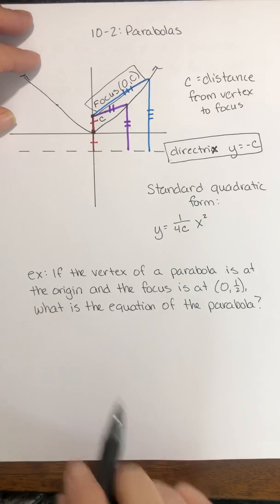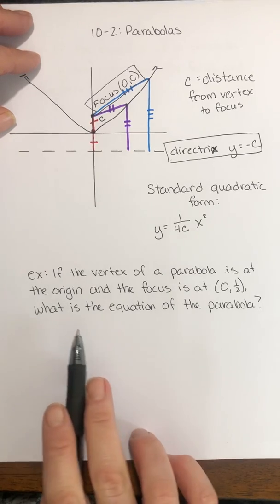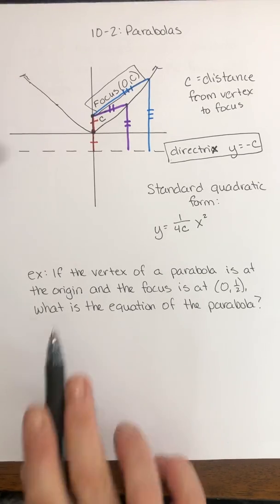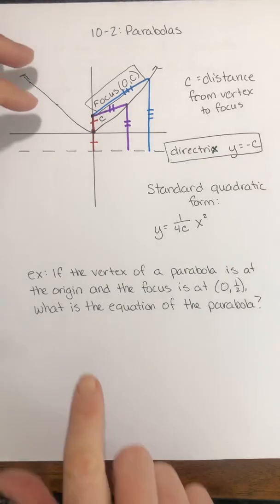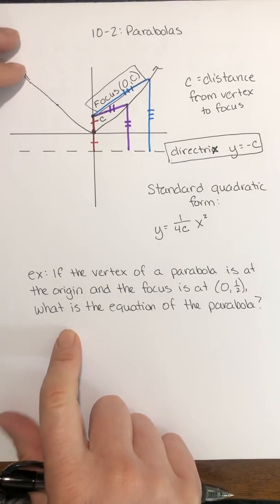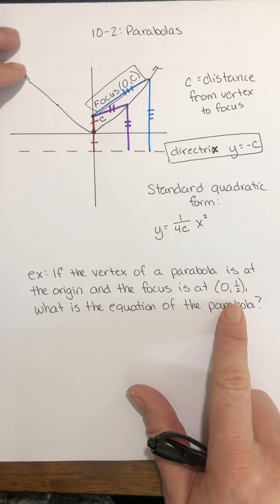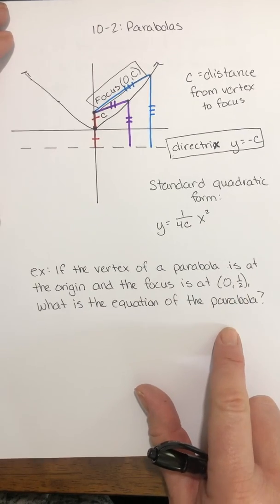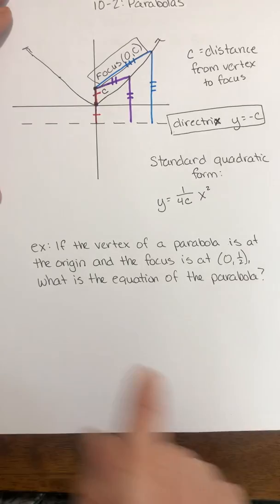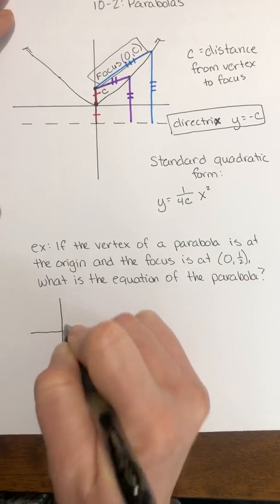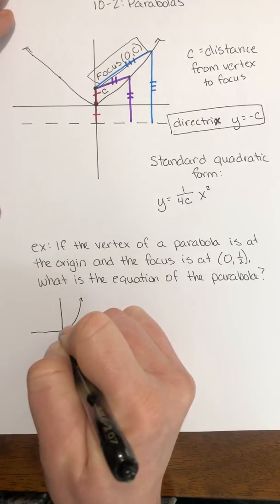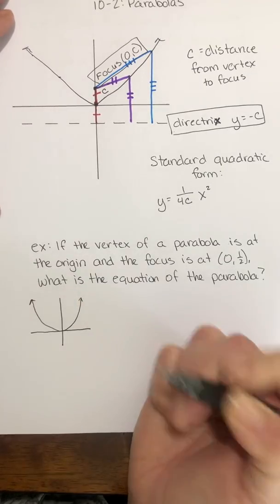The first one says if the vertex of a parabola is at the origin. Those are all the parabolas we're going to be dealing with for now. And in the future, we're going to deal with parabolas with a vertex not at the origin. But for now, if the vertex is at the origin and the focus is at (0, 1/2), what is the equation of the parabola? So this isn't asking for any kind of graph, but sometimes it helps me to picture what's going on if I draw a graph.